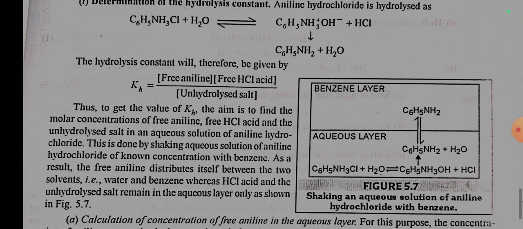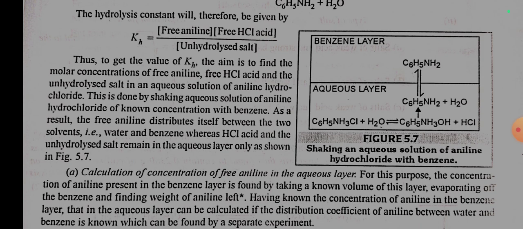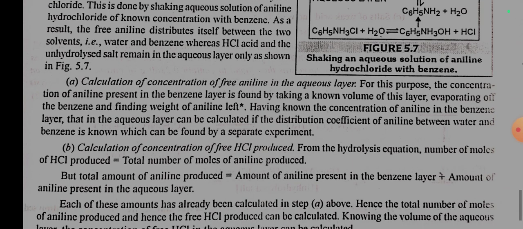The hydrolysis constant will therefore be given by Kh is equal to [free aniline][free HCl acid] upon [unhydrolyzed salt]. Thus, to get the value of Kh, the aim is to find the molar concentration of free aniline, free HCl acid and the unhydrolyzed salt in an aqueous solution of aniline hydrochloride. This is done by shaking aqueous solution of aniline hydrochloride of known concentration with benzene. As a result, the free aniline distributes itself between the two solvents, that is water and benzene, whereas HCl acid and the unhydrolyzed salt remain in the aqueous layer only, as shown in figure.